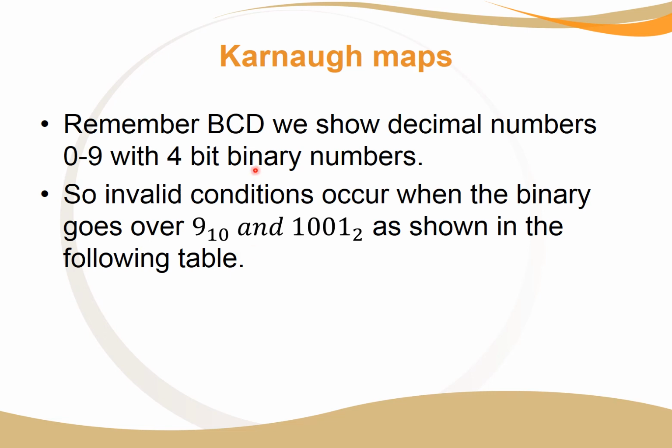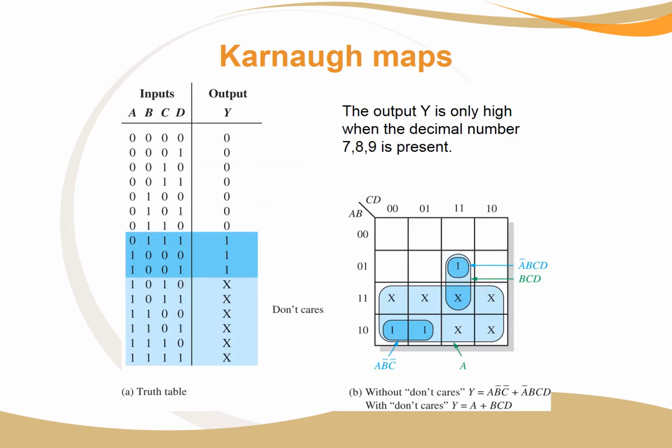Remember the BCD, we show decimal numbers between 0 and 9 with 4-bit binary numbers. But with 4-bit binary numbers, you can show a number bigger than 9. So there are binary conditions in the truth table that are not valid for BCD code. So invalid conditions occur when the binary goes over 9, as shown in the following table.